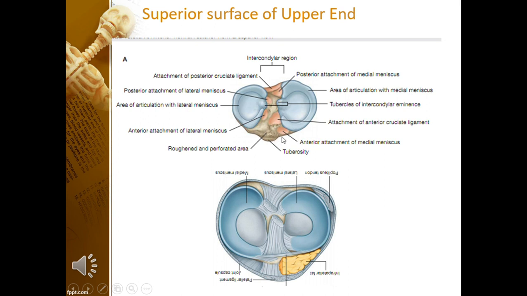On this diagram you can see the arrangement here. First of all there is attachment of anterior limb of medial meniscus here and here. Then you can see the attachment of anterior cruciate ligament. Then the anterior limb of lateral meniscus attaches on this area. Then there is attachment of posterior limb of lateral meniscus, then posterior limb of medial meniscus, and the posterior most area gives attachment to the posterior cruciate ligament.